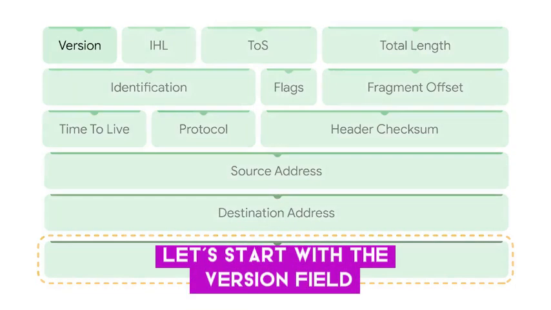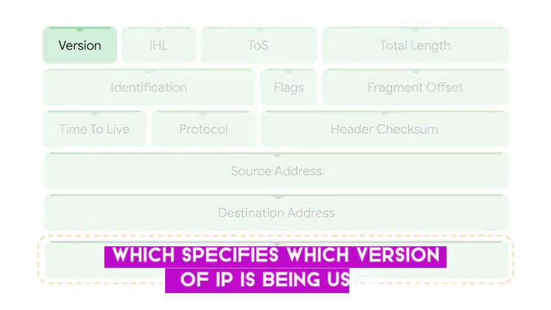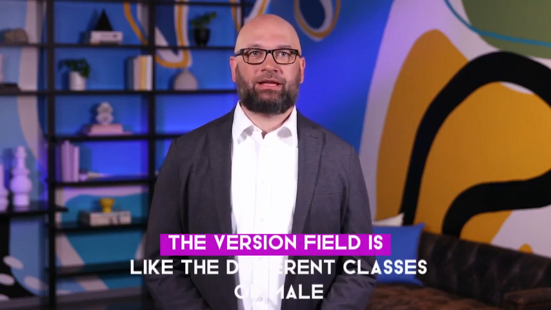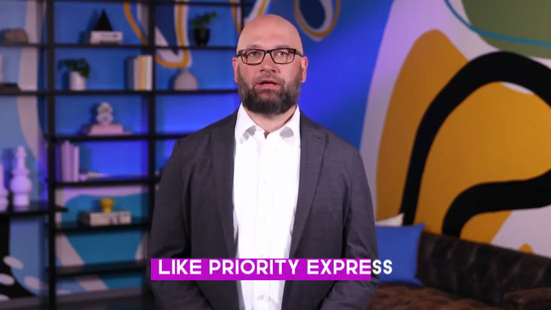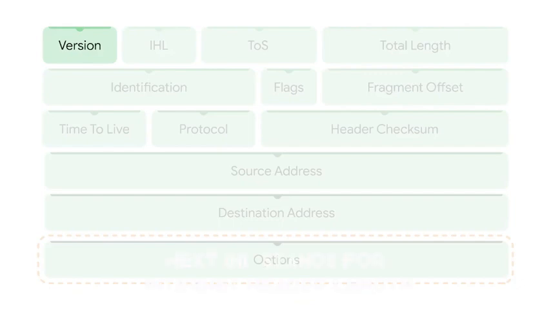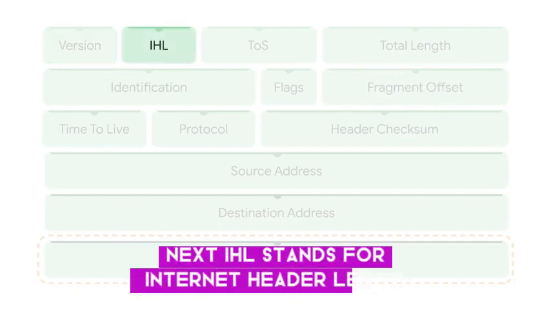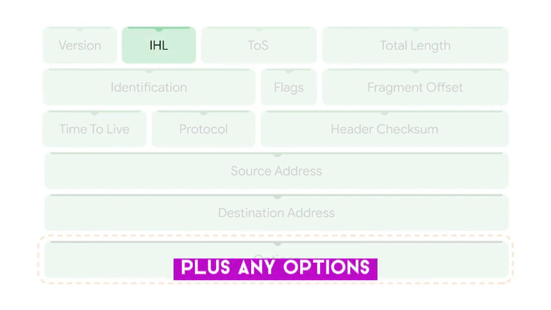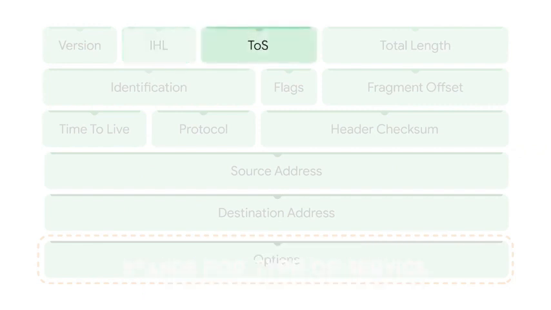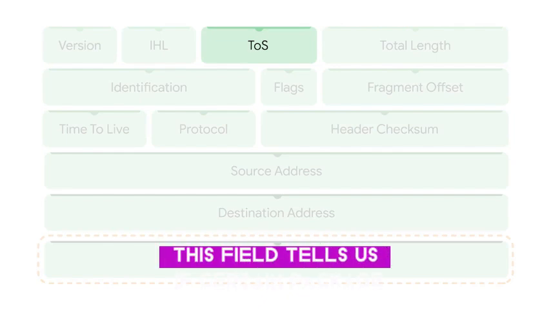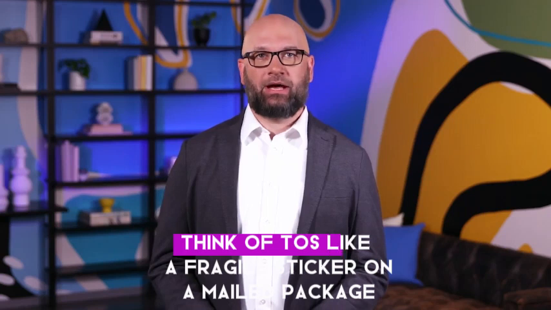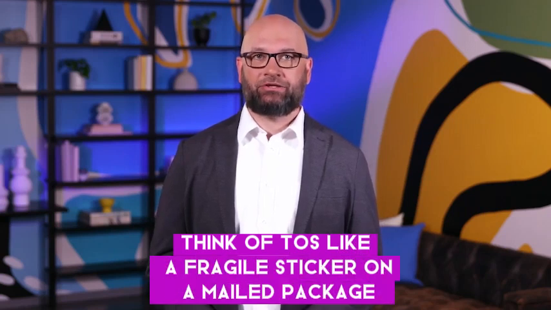Let's start with the version field, which specifies which version of IP is being used, either IPv4 or IPv6. Referring back to our mail analogy, the version field is like the different classes of mail, like priority, express, or regular. Next, IHL stands for Internet Header Length. This field specifies the length of the IP header plus any options. The next field, TOS, stands for Type of Service. This field tells us if certain packets should be treated with different care. For example, think of TOS like a fragile sticker on a mailed package.